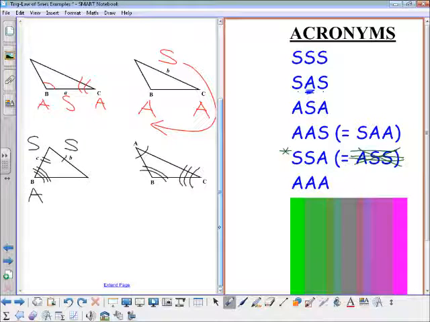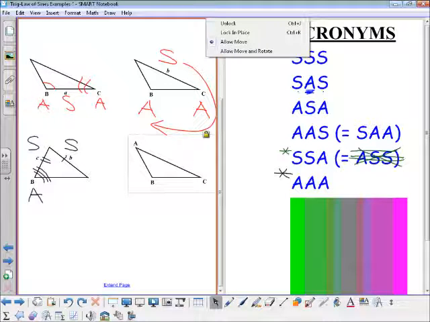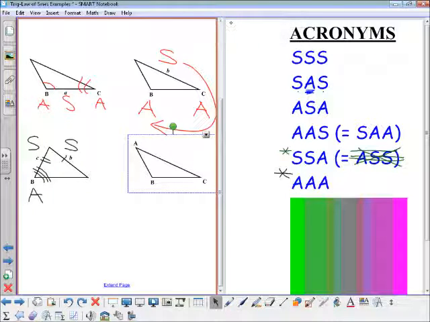So I'm going to put an asterisk next to that one, because we cannot solve this triangle. And hopefully you learned this in geometry. Anyone know why you can't solve this triangle? Don't be shy. Talk up. Well, oops. Let's take a look at this. I'm going to unlock it. I'm going to clone it.